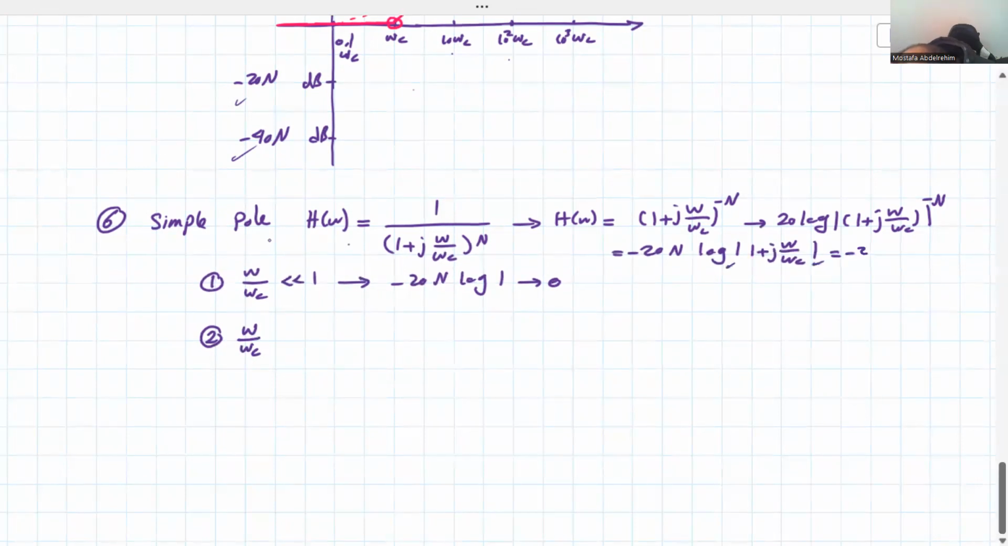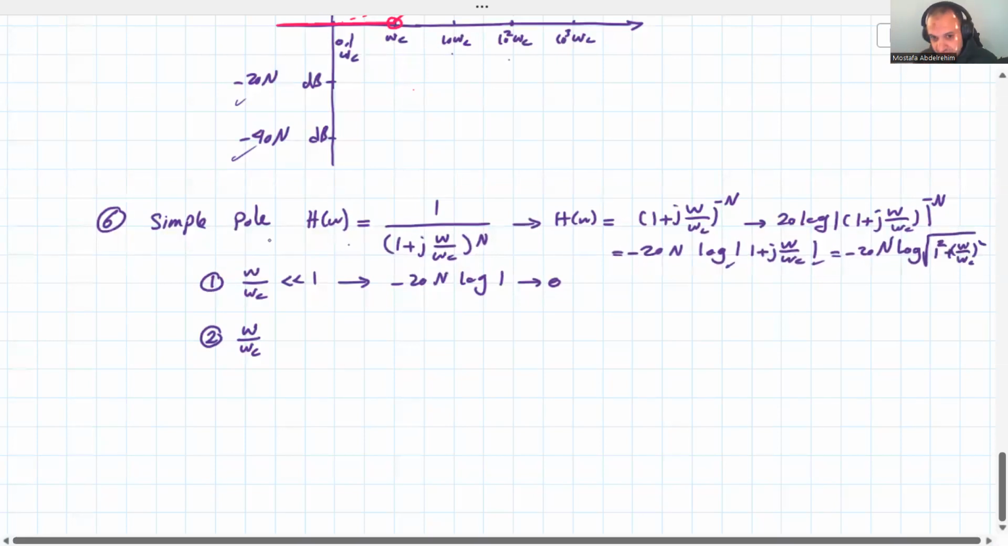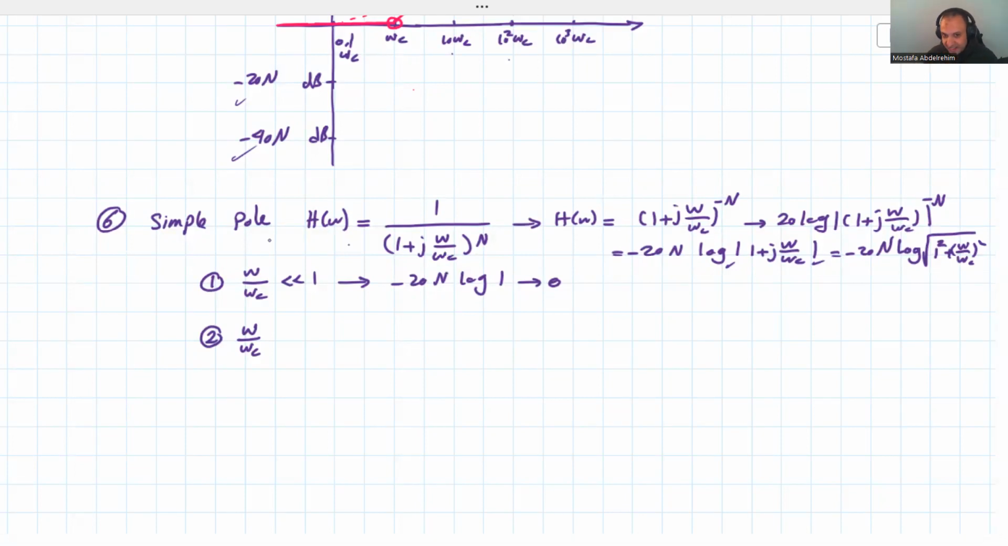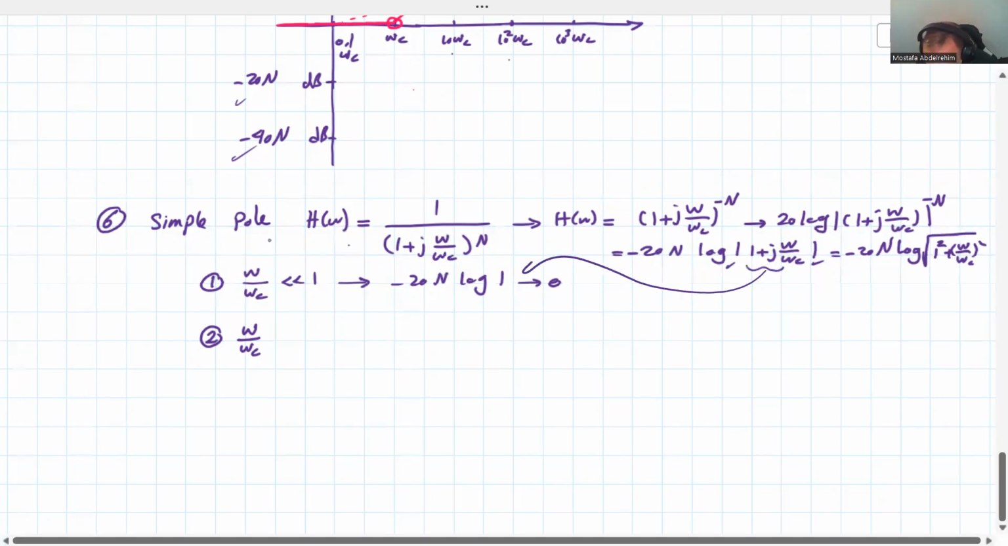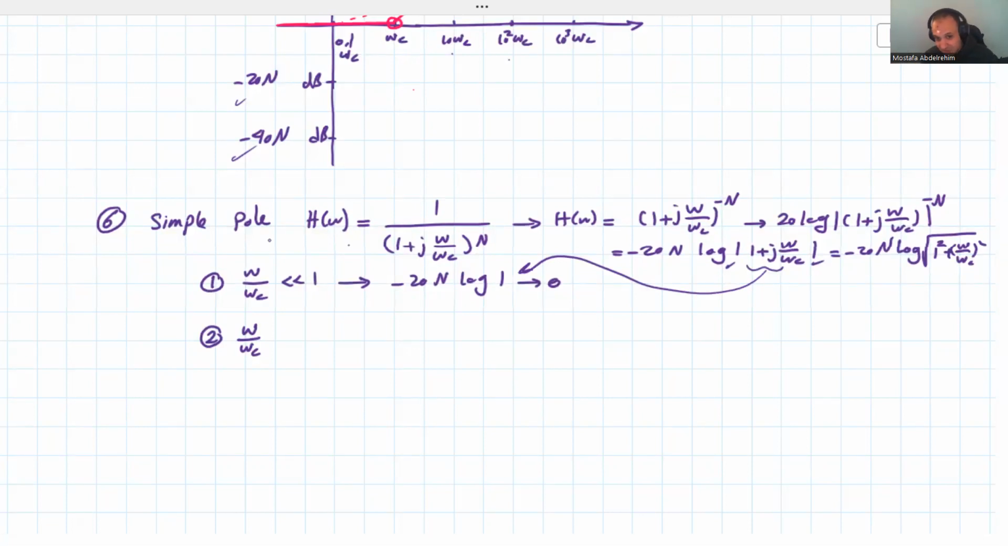That's actually minus 20n log of the magnitude of that complex number, which is the square root of 1 squared plus omega divided by omega c squared. So omega divided by omega c squared is much less than 1, so we're going to neglect it. That's why we end up approximating that into that. Yes, we can't, of course, say that 1 plus j something is approximately equal to 1. No, it's the magnitude of that.